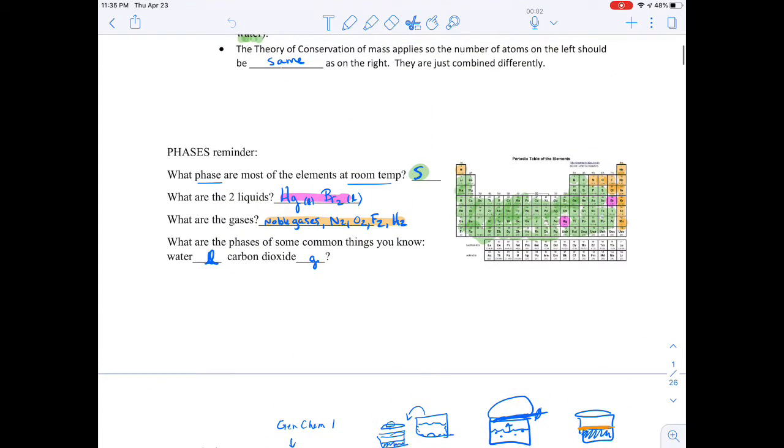Just a quick reminder, you've seen it a few times. The pink section on the chart right there, those two, those are your liquids. The gases are marked with orange, and then the solids are green.